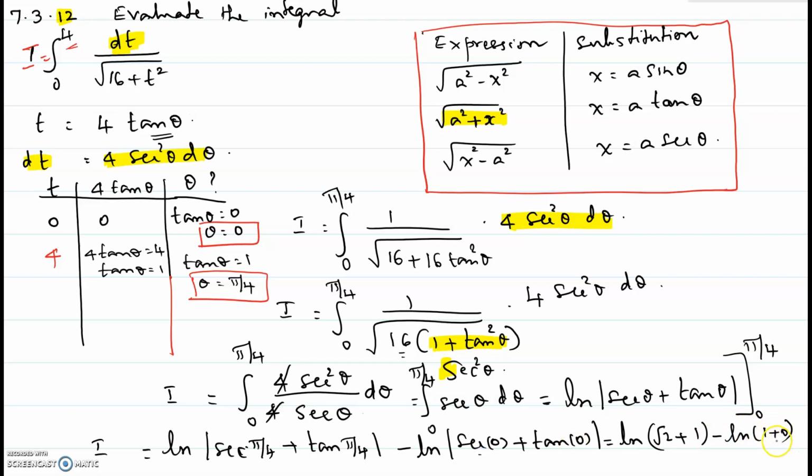We don't write the absolute value here because all these values of the argument of ln are more than 1, so it's going to be positive. There is no need to put the absolute sign here. And ln of 1 is 0. So we get ln of root 2 plus 1.